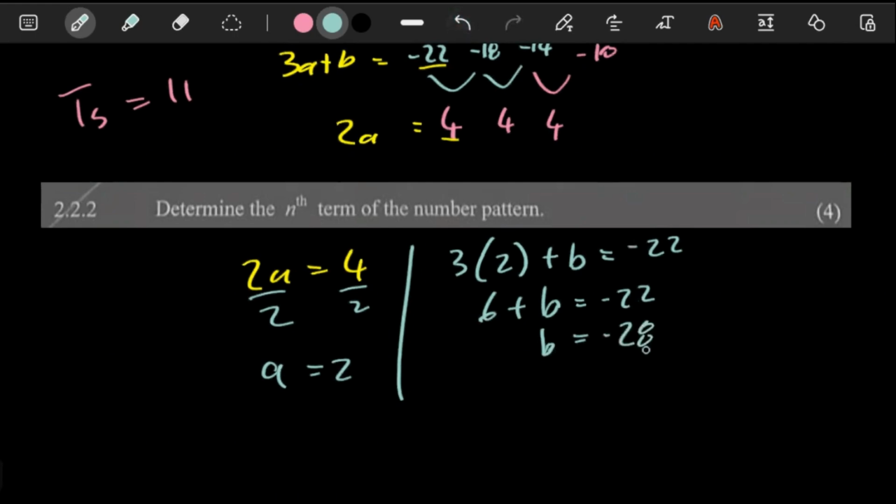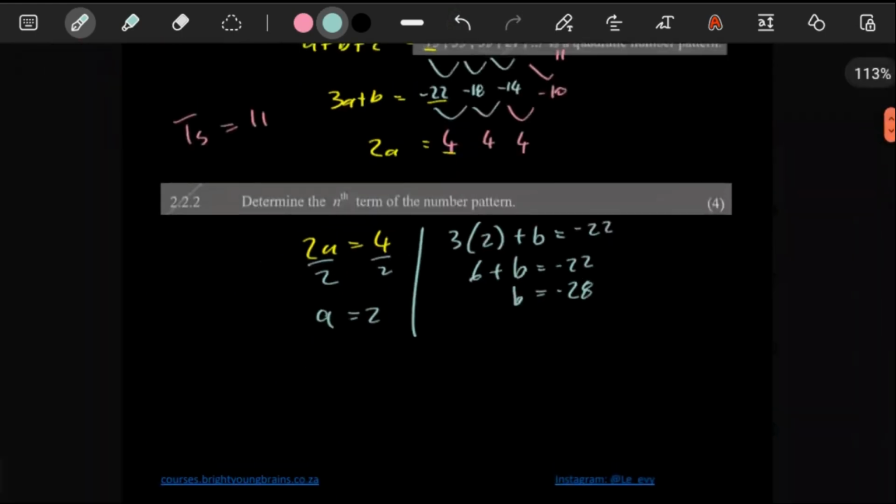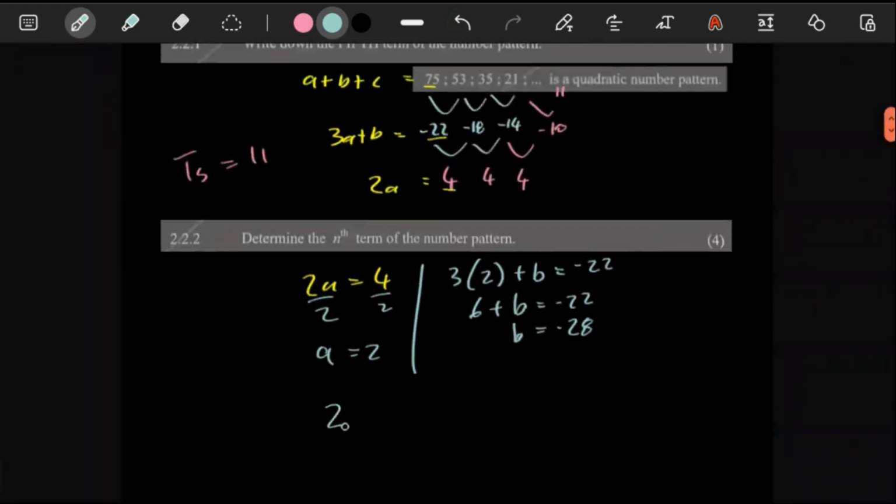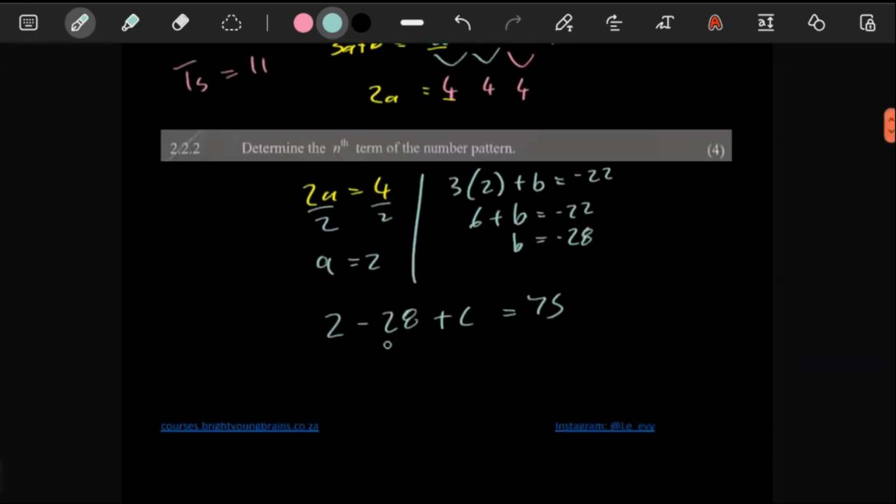And then what's next? Next is c. To get c, we're going to have 2 minus 28 plus c, equal to 75. So what is this now? Negative 26. And then 75 plus the 26. What do we get there?